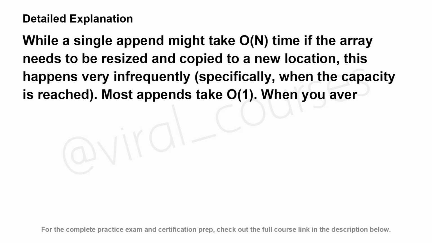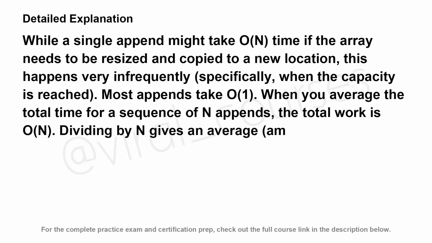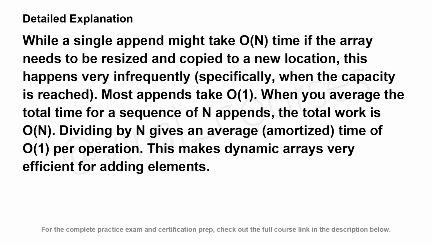When you average the total time for a sequence of n appends, the total work is O(n). Dividing by n gives an average amortized time of O(1) per operation. This makes dynamic arrays very efficient for adding elements.